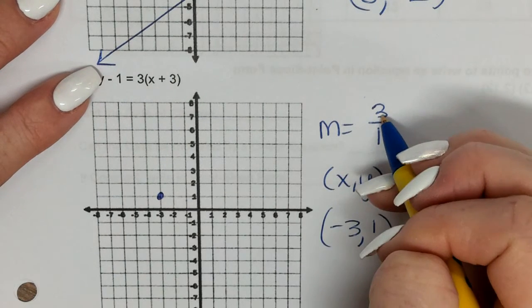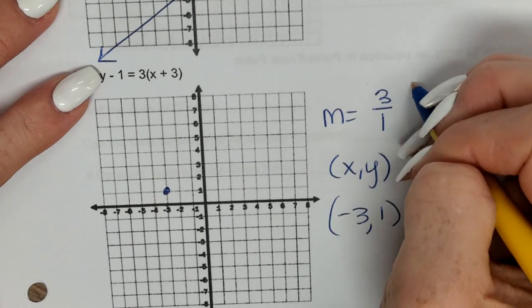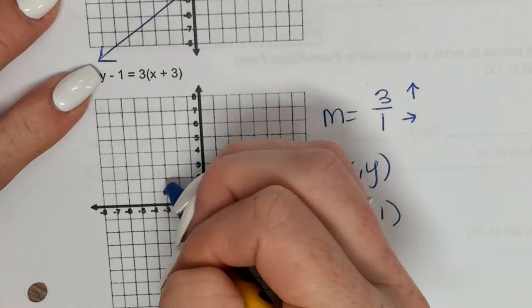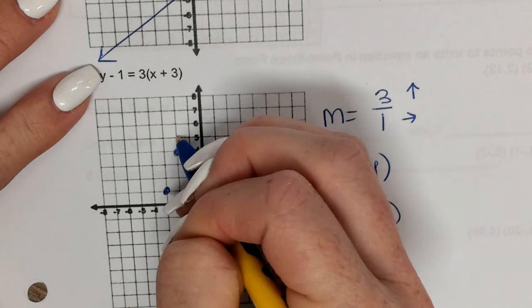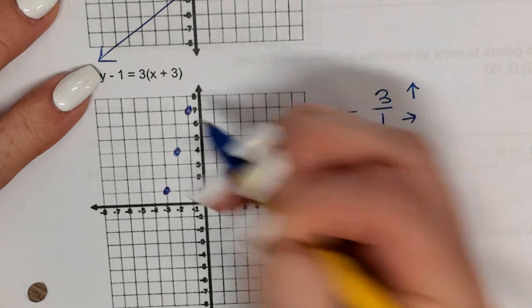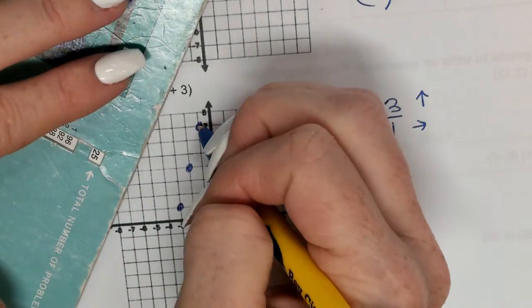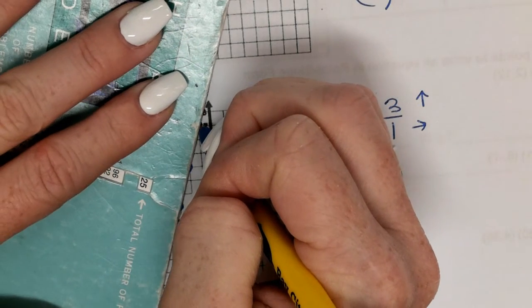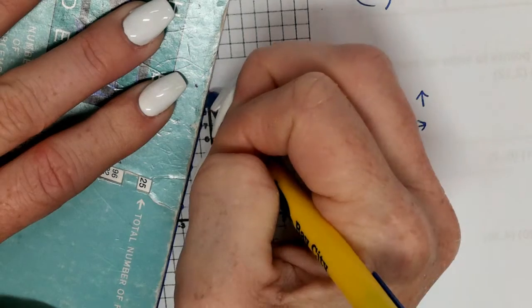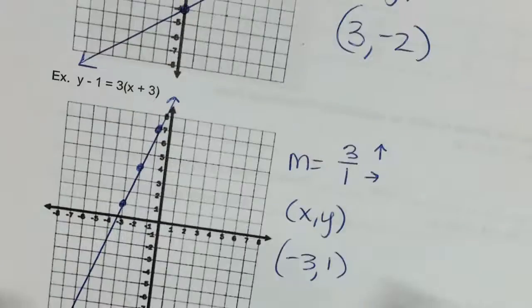And I'm going to rise up 3, right 1. So 1, 2, 3, 1. Do I need any more points? No, but if I wanted more, I'd have to go down 3, left 1. Good? Turn the page.